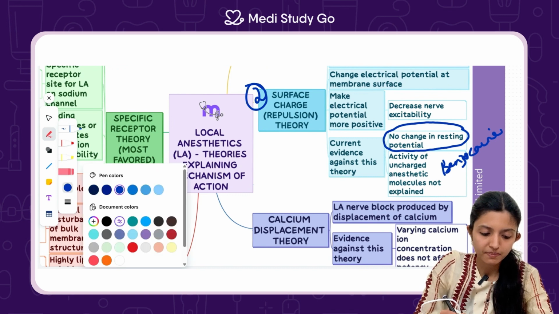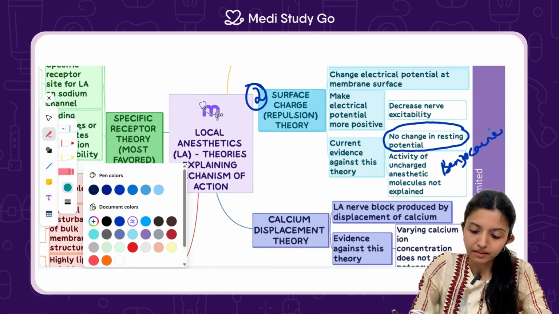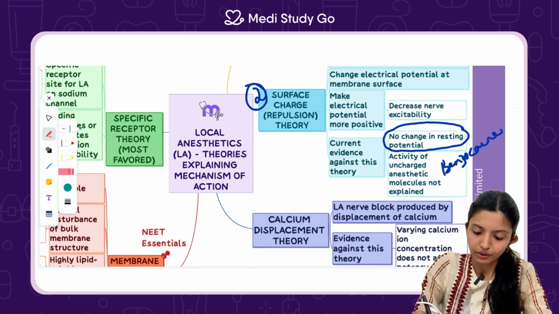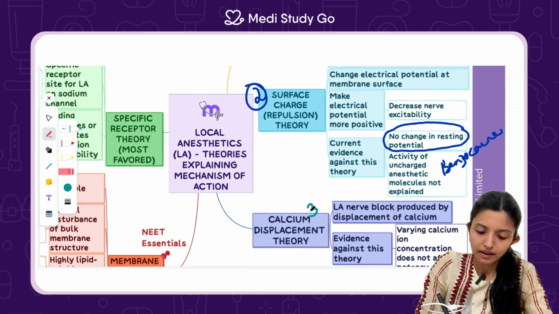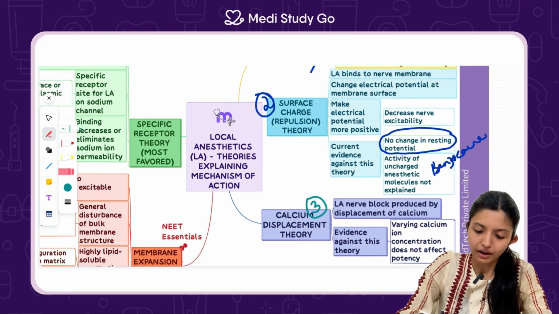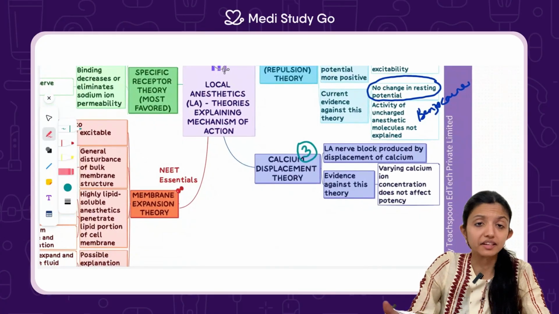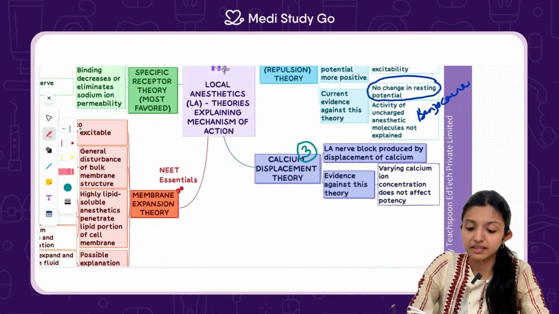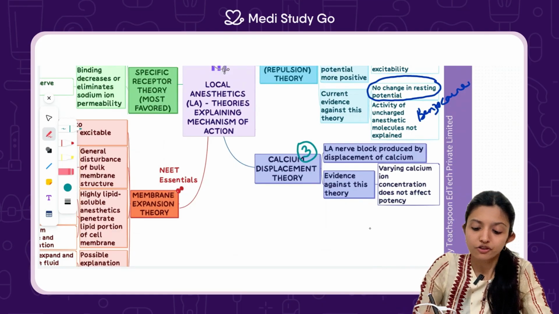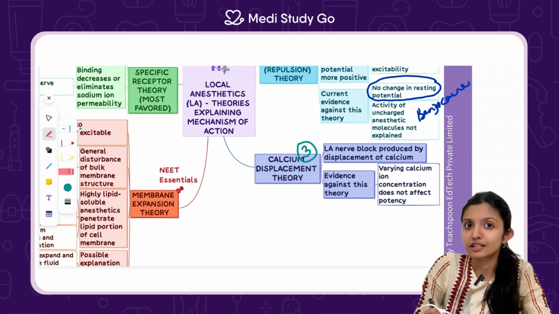Now the calcium displacement theory sought to say that the nerve block is produced by displacement of calcium in the channels. We had evidence against this theory as well, which said that variation in the calcium ion concentration does not affect the potency. To know what factors affect the potency of your local anesthetics, stay tuned to watch our next video.